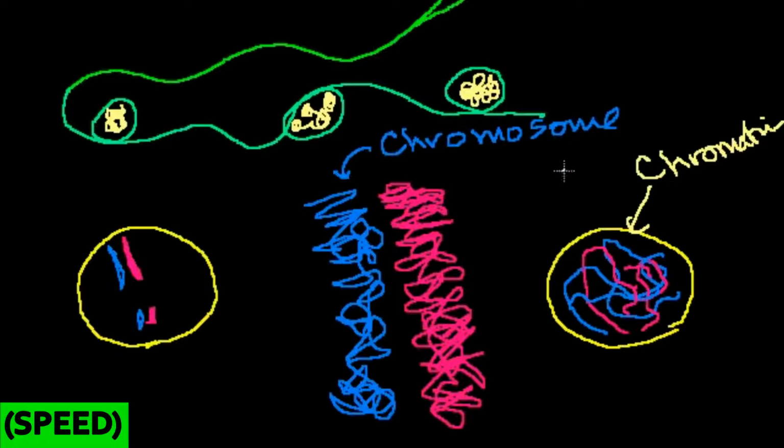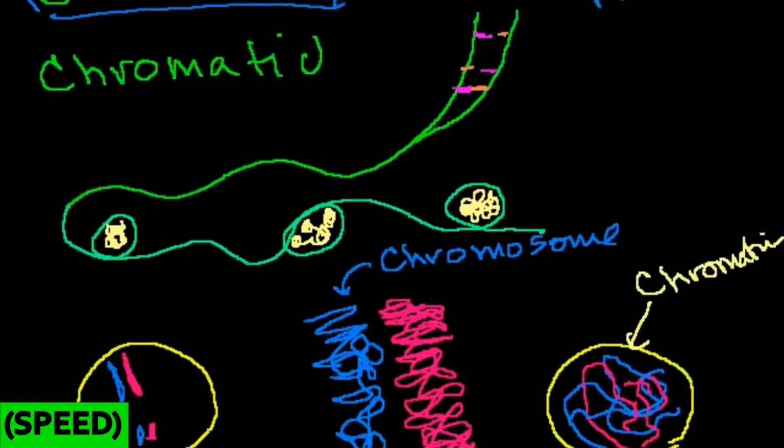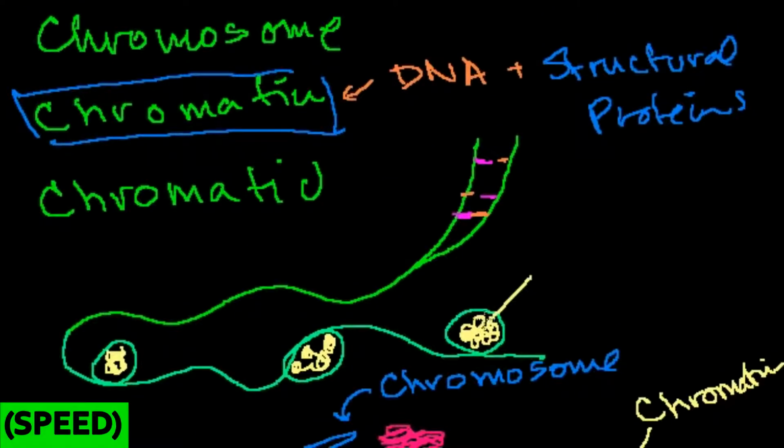Now, the next word is, well, what is this chromatid thing? Actually, just in case I don't remember if I labeled these proteins that give structure to the chromatin, or that make up the chromatin, or give structure to the chromosome, they're called histones.